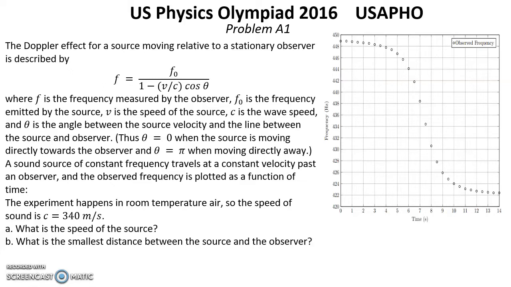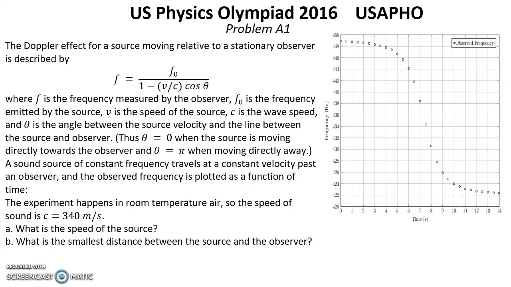A sound source of a constant frequency travels at a constant velocity past an observer, and the observed frequency is plotted as a function of time. The experiment happens in room temperature, so that the speed of sound is c equals 340 meters per second. Question A. What is the speed of the source? Question B. What is the smallest distance between the source and the observer?